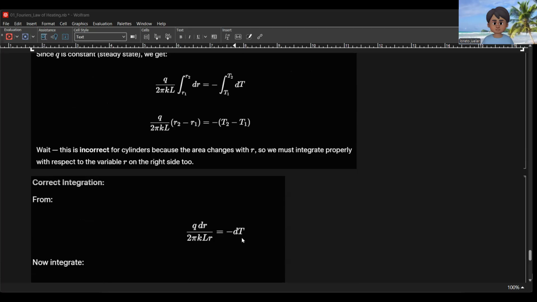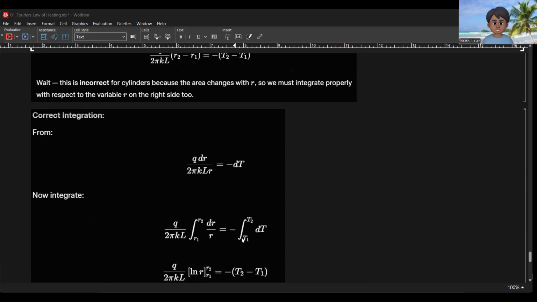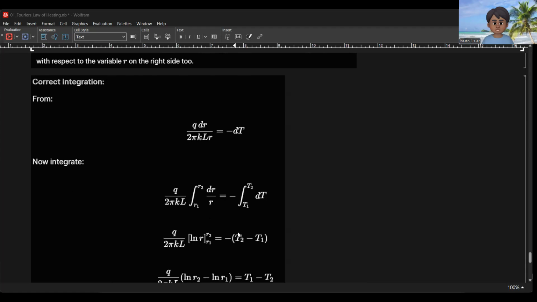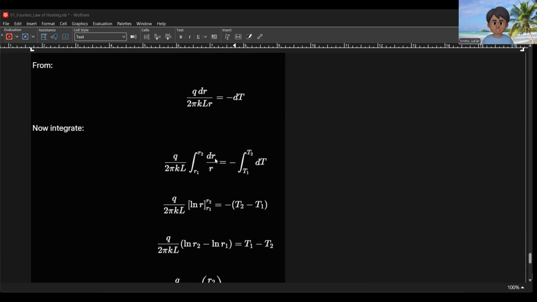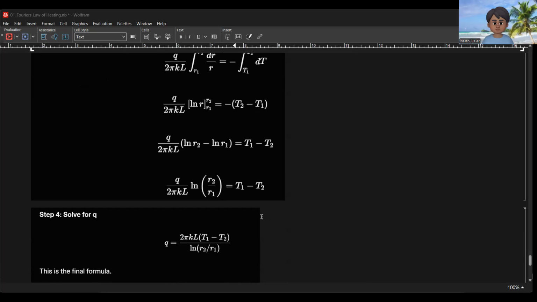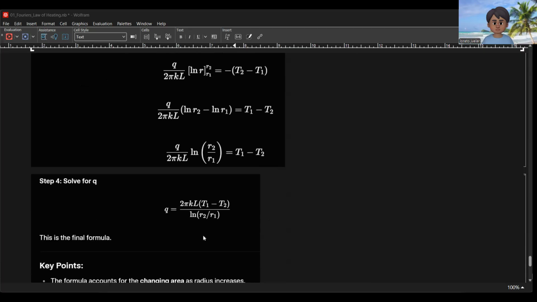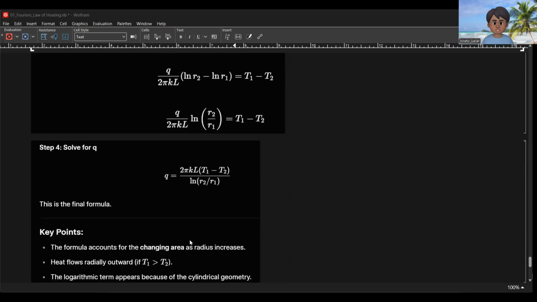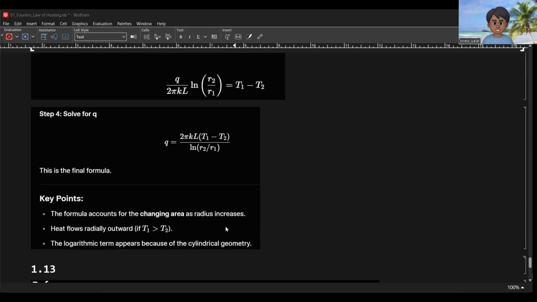Now we are going to integrate this with respect to R. So we have the integral from T1 to T2 of dT. So this is negative. The integral of dr over R from R1 to R2 is equal to the ln of R2 over R1. So we have T sub 1 minus T sub 2. Then solve for Q here. So this is the final formula. The formula accounts for the changing area as radius increases.